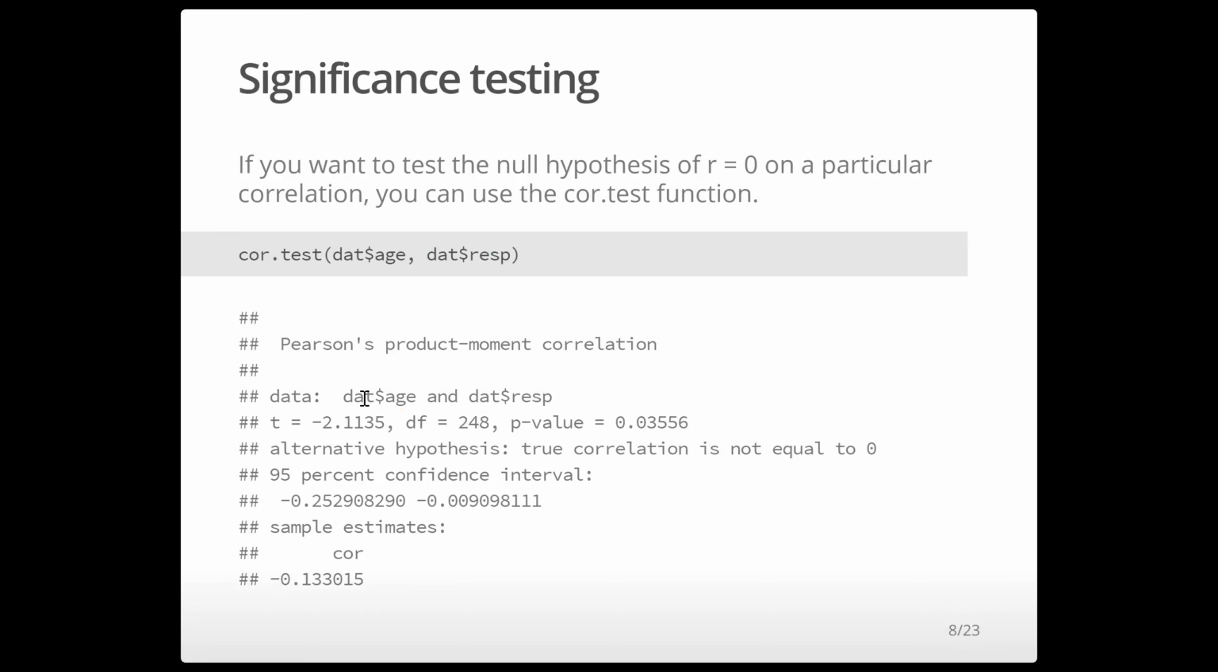So here we see age and preference for algorithmic advice, or machine advice, is actually significant. So it's a negative correlation, and p less than 0.05. So the older people are, the more they prefer human advice as opposed to algorithmic advice.